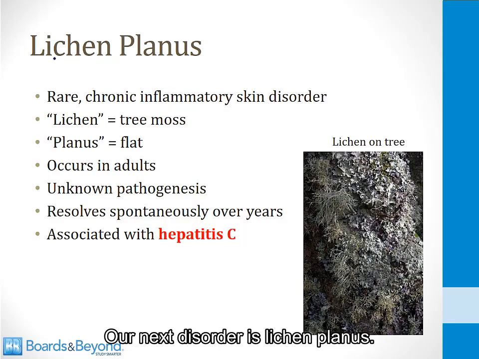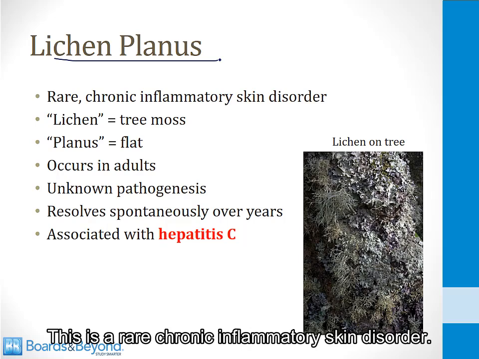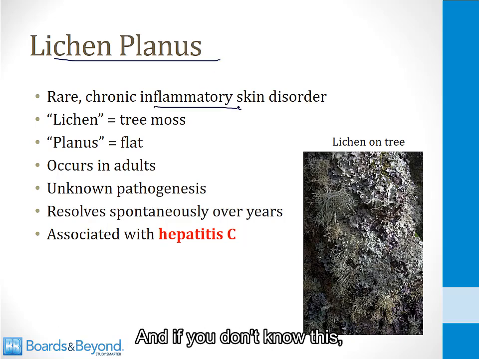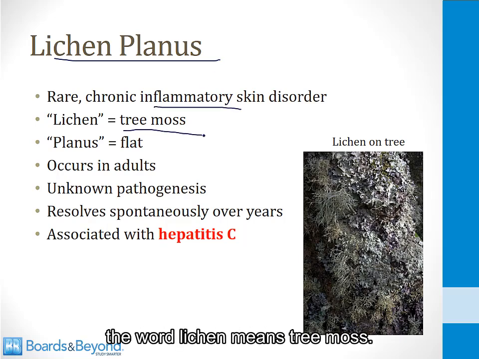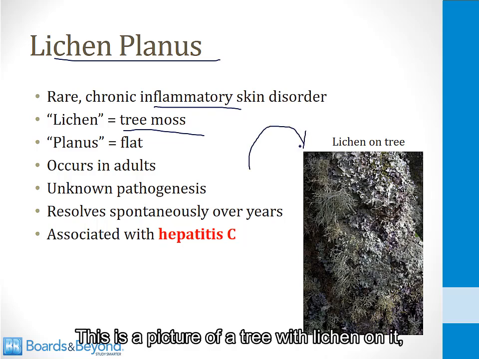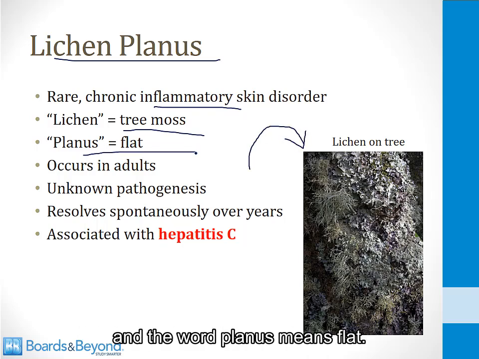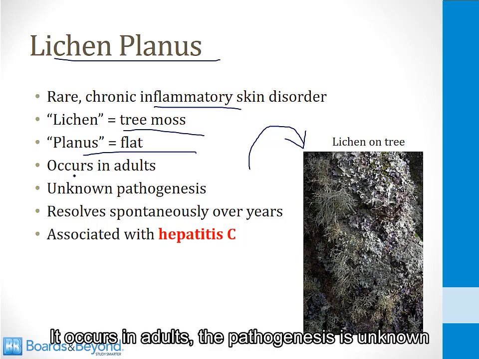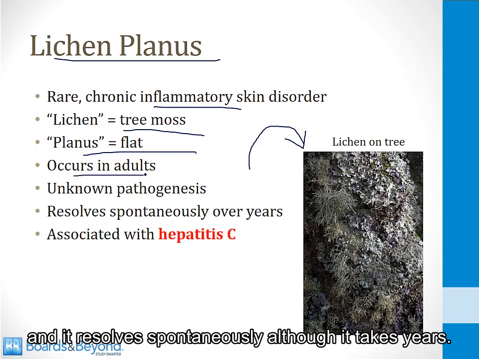Our next disorder is lichen planus. This is a rare chronic inflammatory skin disorder, and if you don't know this, the word lichen means tree moss. This is a picture of a tree with lichen on it, and the word planus means flat. So this disorder gets its name because it is a flat skin lesion that reminds people of tree moss. It occurs in adults. The pathogenesis is unknown, and it resolves spontaneously, although it takes years.